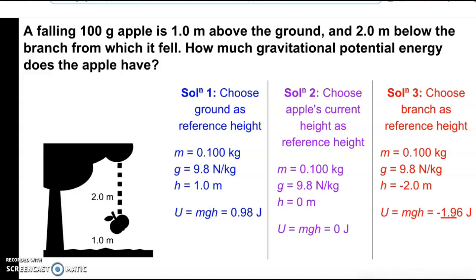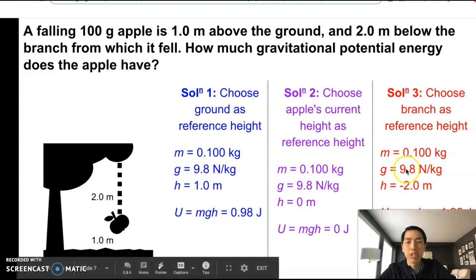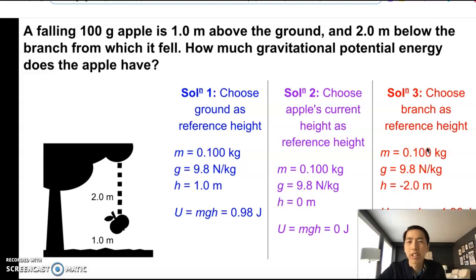And in this case, the answer is a negative amount of gravitational potential energy, which is allowed. Negative values are allowed for gravitational potential energy. That just means that the object has a height that's below the reference height that was chosen. So in any problem you do with gravitational potential energy involved, you have to tell the reader where your reference height is and stick with that for the whole problem. You can't switch it halfway through the problem.